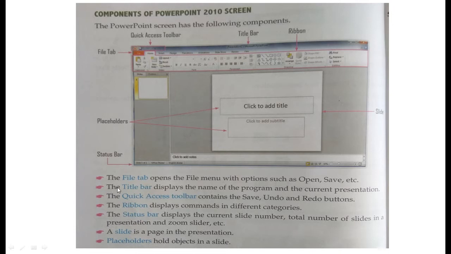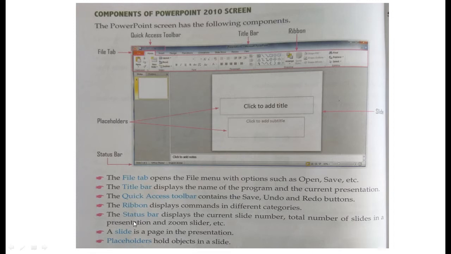Now next, title bar. The title bar displays the name of the program and the current presentation. If you want to see the name of the program and the file name, you need to look at the title bar. Next, quick access toolbar. The quick access toolbar contains the save, undo and redo buttons. Next, ribbon. The ribbon displays commands in different categories.